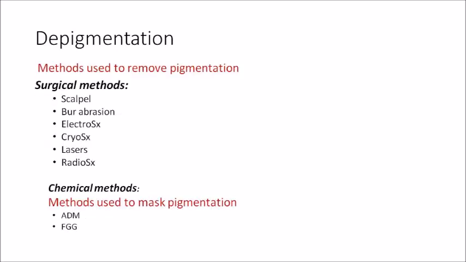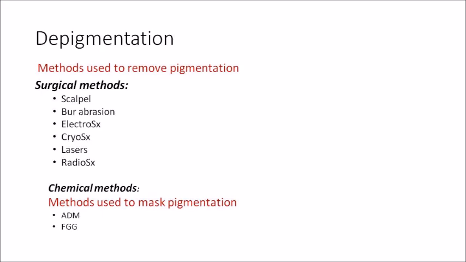Coming to the last procedure, depigmentation. Depigmentation is the removal of the excess melanin pigment from the gingiva. So we can use two strategies. One is methods used to remove pigmentation. So if there is excessive pigmentation, you can remove that pigmentation. The second strategy is masking that pigmentation.